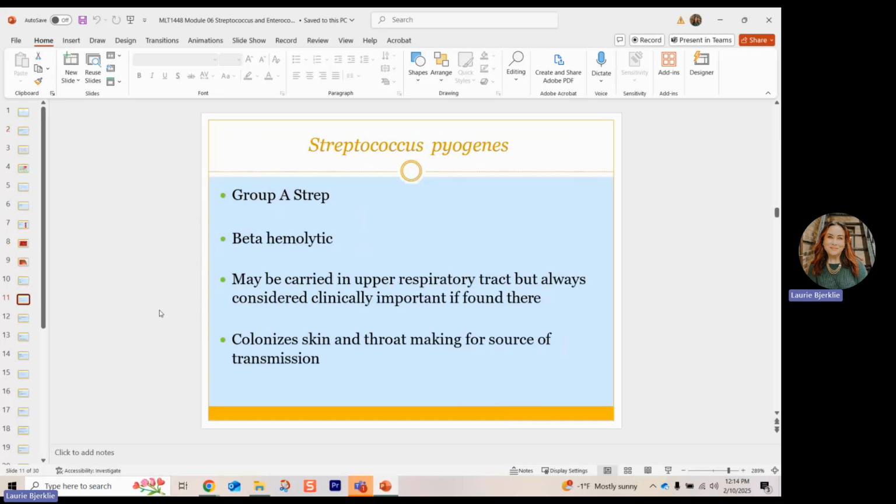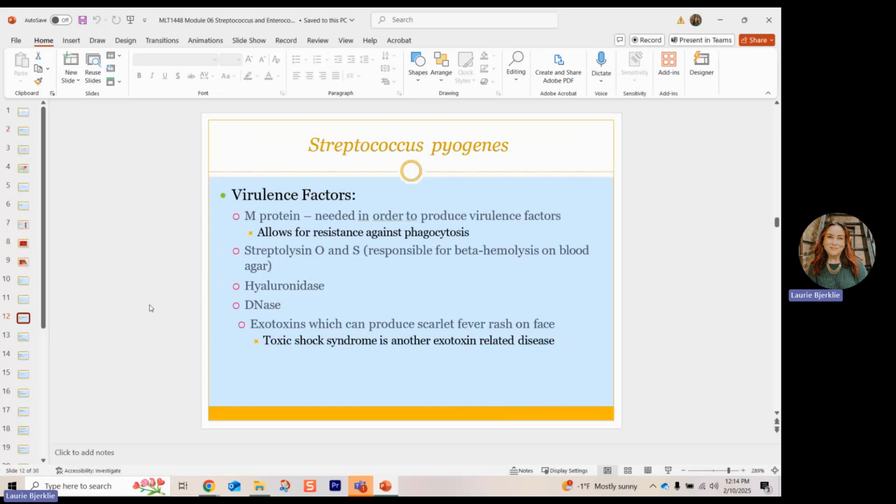You can have sore throats for other reasons, of course. But when you hear of somebody testing positive for strep, this is what they tested positive for, strep pyogenes. So again, that's why it's clinically significant if you do find it carrying up in the upper respiratory tract. It's going to cause an infection. And then it can colonize our skin and throat, and that will help make its source of transmission for it. But again, not normal flora in any way.